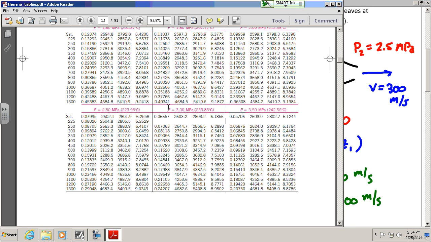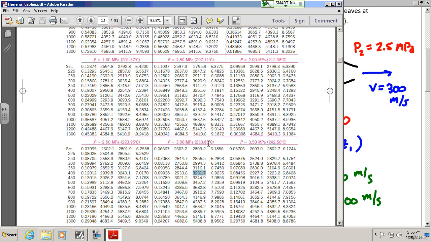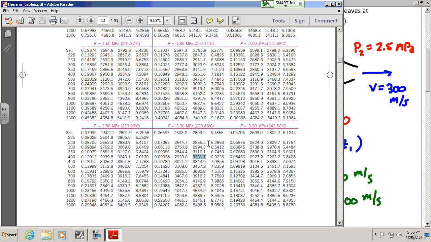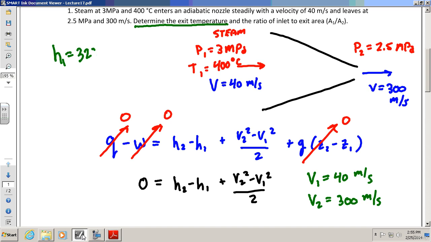I found the 3 megapascal table for 400 degrees C, and so I've got my H. Let me highlight it here. There it is. That third column there is the H for 3 megapascals, 400 degrees C. It's 3231.7. That is steam, superheated water, so we're good. 3231.7 kilojoules per kilogram.